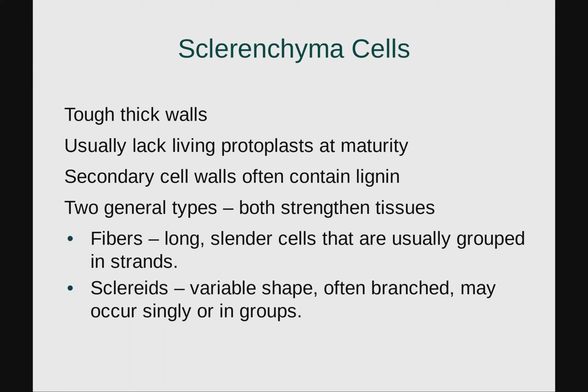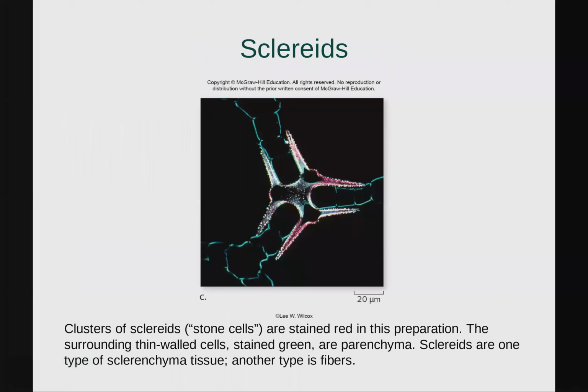We have the fibers, which are long, slender cells grouped into strands. Like if you think about paper, it is made from tree pulp. Those are the fibers that you're thinking about. And then we have sclerids, which are variable in shape. They're typically branched, but they can occur in many or single groups. So let's physically look at this.